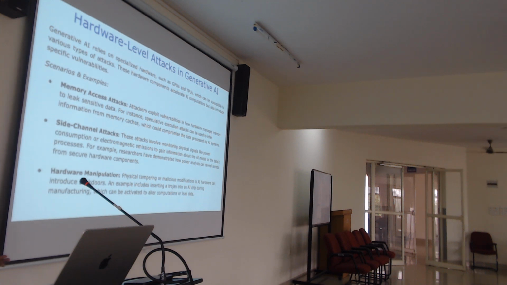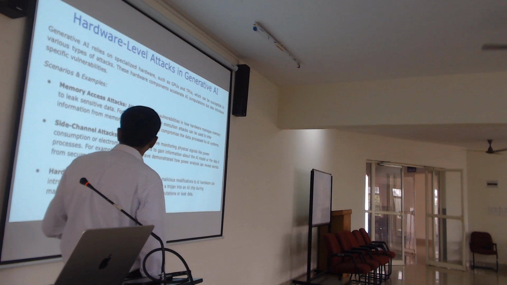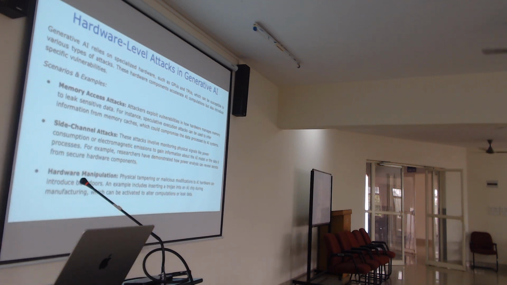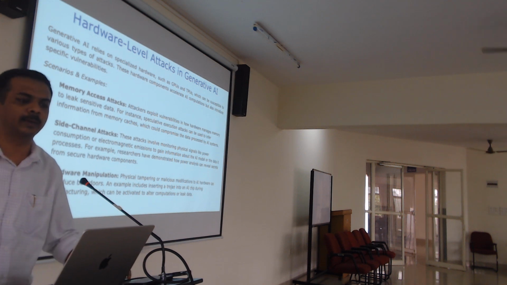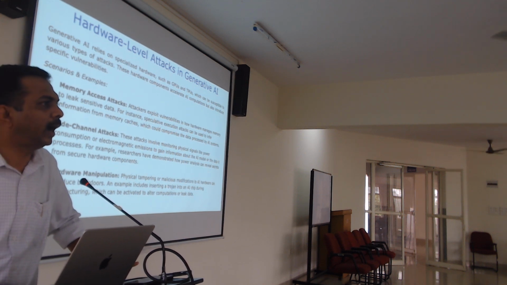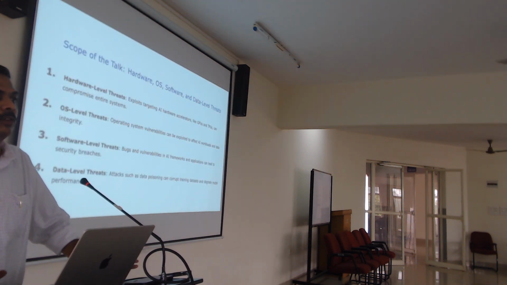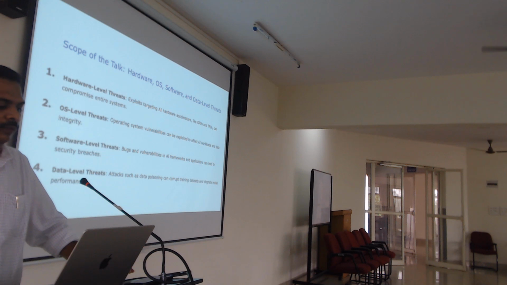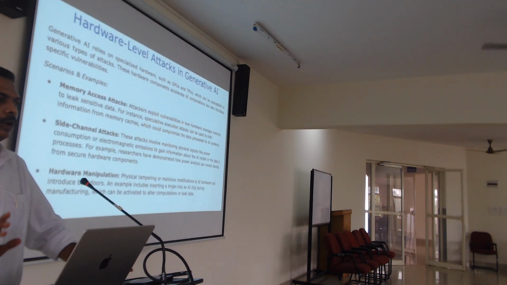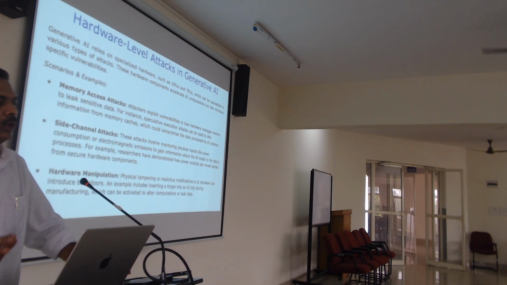You have hardware manipulation, where you physically tamper with or maliciously modify the AI hardware, where they can introduce Trojans to read the data. So that is hardware manipulation. These are all the kinds of attacks that come under hardware level attack, right? I was highlighting the different types of attack your GenAI model may face. One is hardware level threat, the other one is OS level threat. In hardware level threat, you are exposed to memory access attack, side channel attack, and hardware manipulation attack.